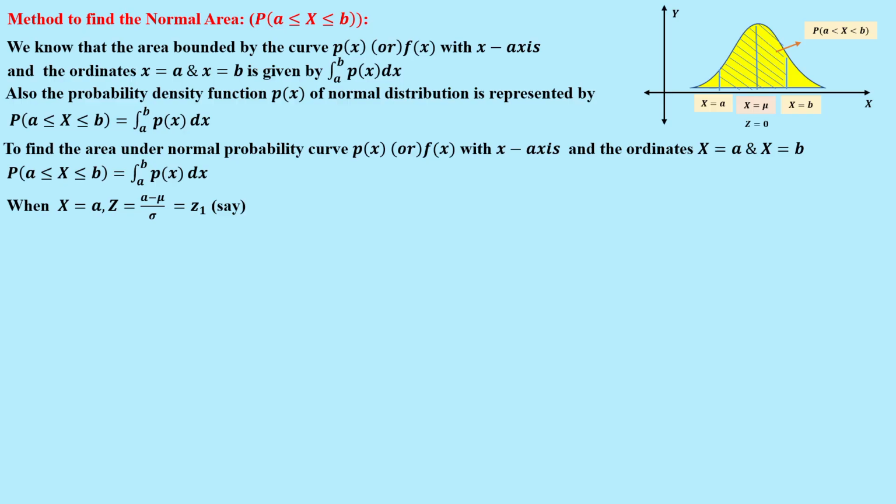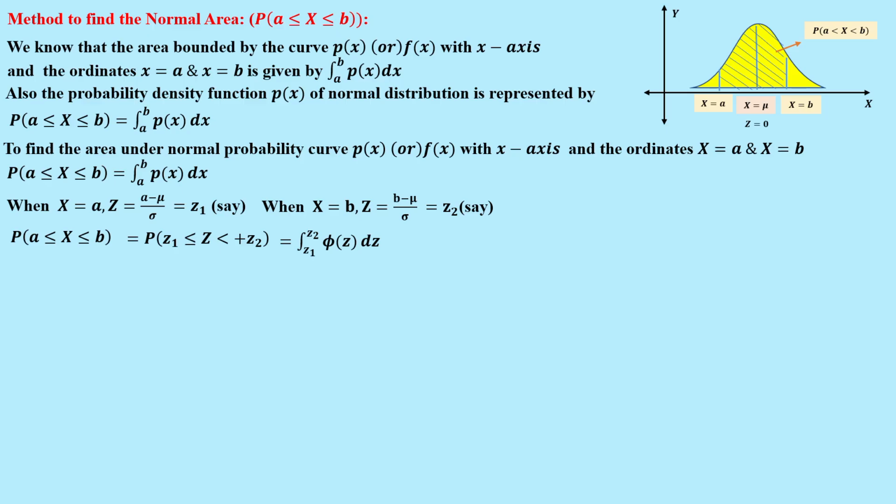When x is equal to a, z is equal to (a minus mu) by sigma, right? Because we know z is equal to (x minus mu) by sigma, right? Let it be z1. And when x is equal to b, z is equal to (b minus mu) by sigma, let it be z2. So probability of a less than or equal to x less than or equal to b is nothing but probability of z1 less than or equal to z less than or equal to z2. That is the positive side. z1 is on the negative side, right? So integral z1 to z2 phi of z dz.